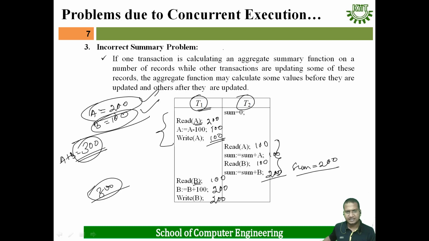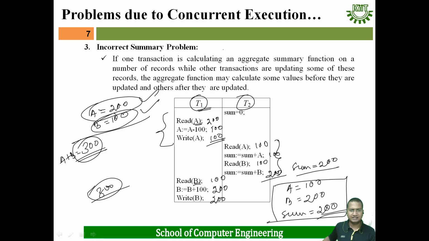Okay, that means in this case, after completion of T1 and T2 transactions in a concurrent manner, A value is 100, B value is 200, and sum is 200. But it is inconsistent; sum should be 300. Why is it happening? Suppose transaction T1 is updating some data items. It is deducting 100 rupees from account A and adding 100 rupees in account B. In between, if the sum function is calculated, then generally it results in an incorrect summary.